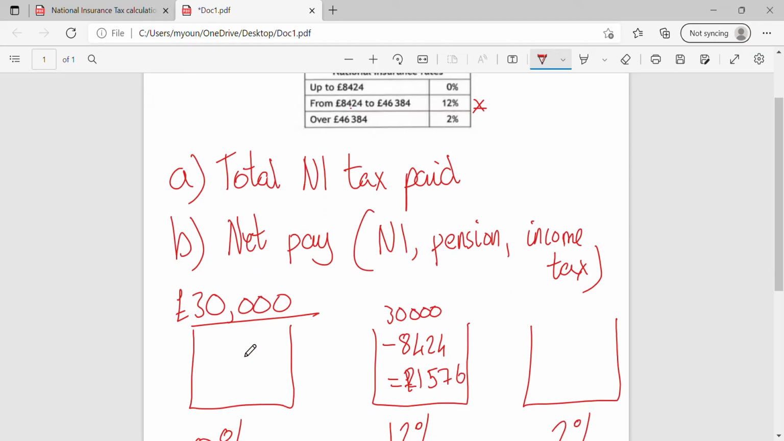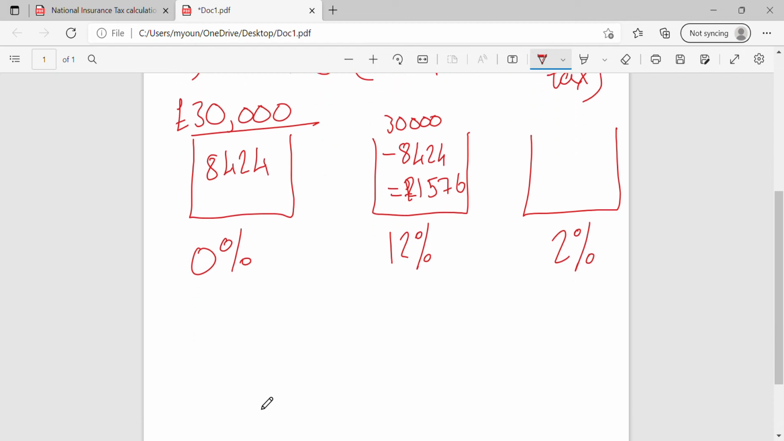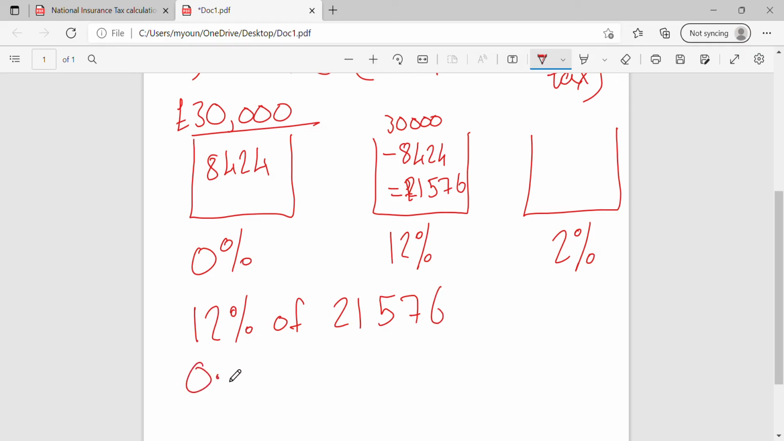And then the rest of the money, in this case £8,424, is getting taxed at 0%. That's how their money is essentially getting distributed. So £21,576 is getting taxed at 12%, and on the £8,424 nothing is getting taxed. Then all you need to do is work out what 12% of that amount is. So it'd be 12% of £21,576. To do that, we turn 12% into a decimal by dividing by 100 and then simply multiply.